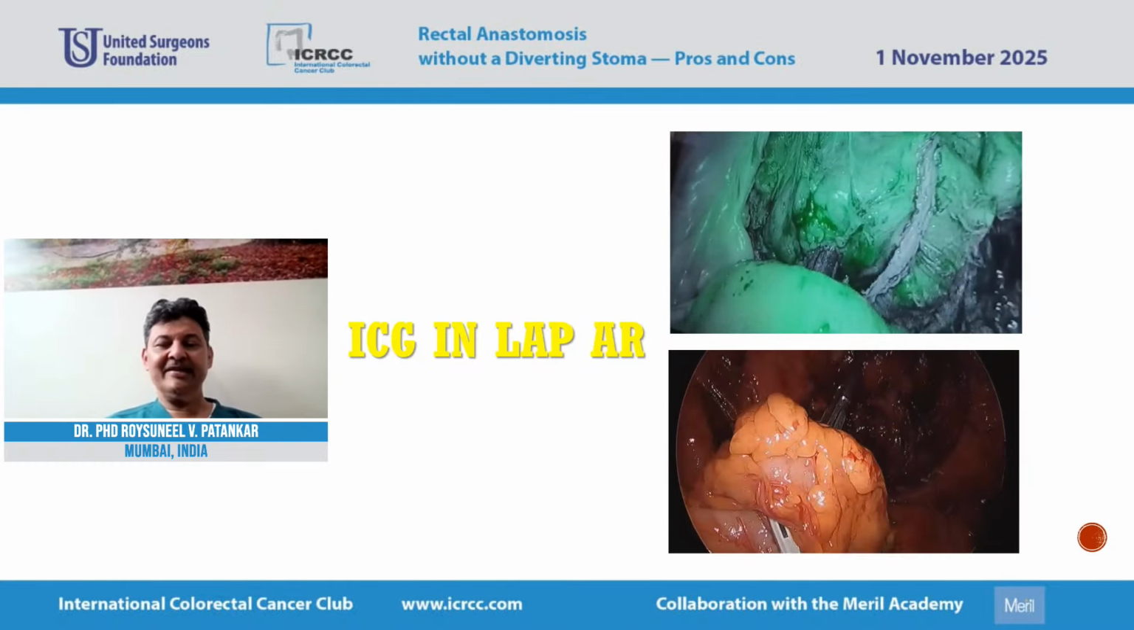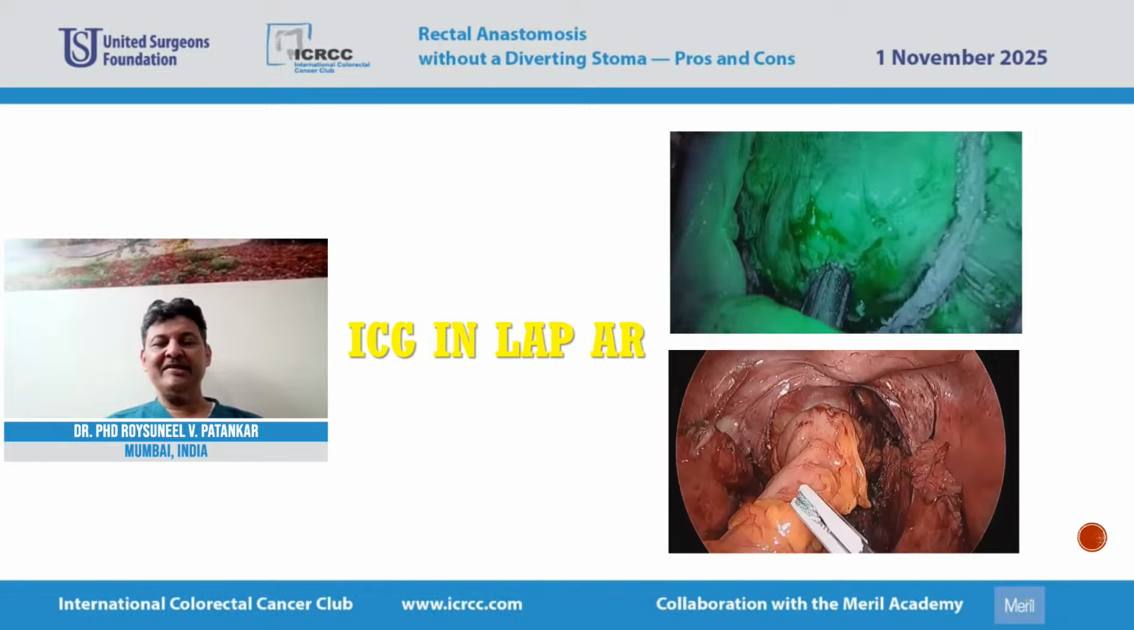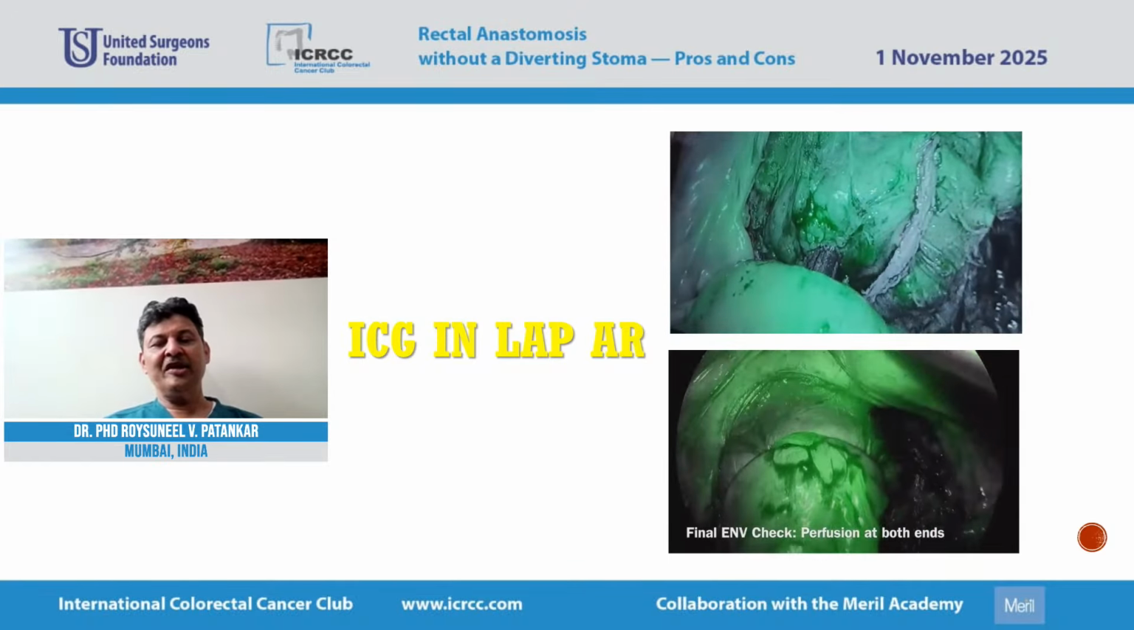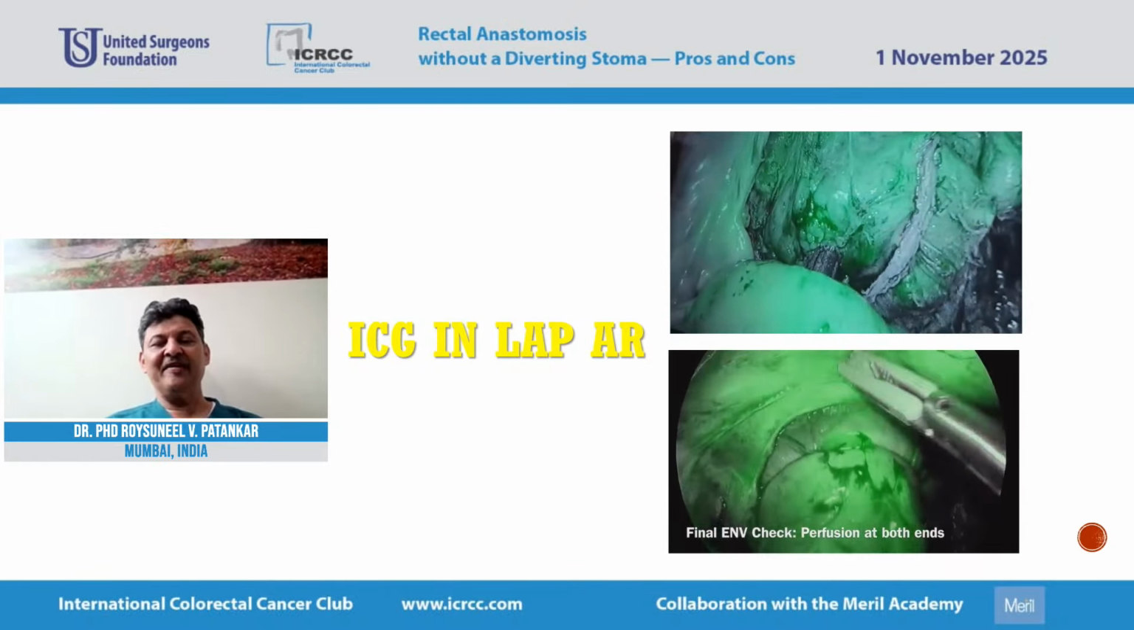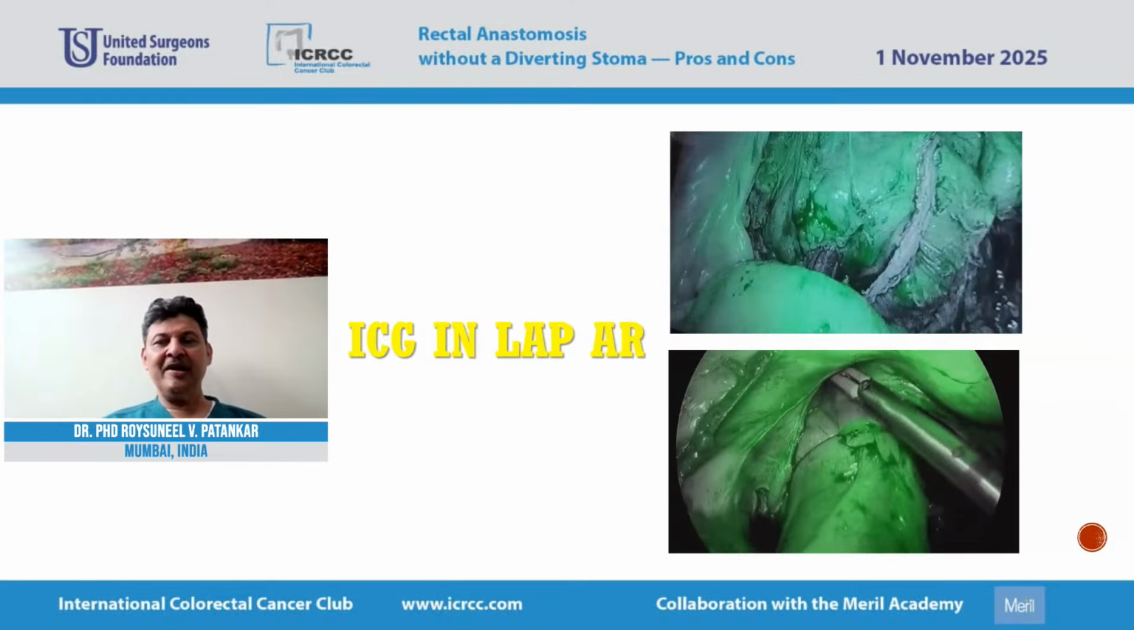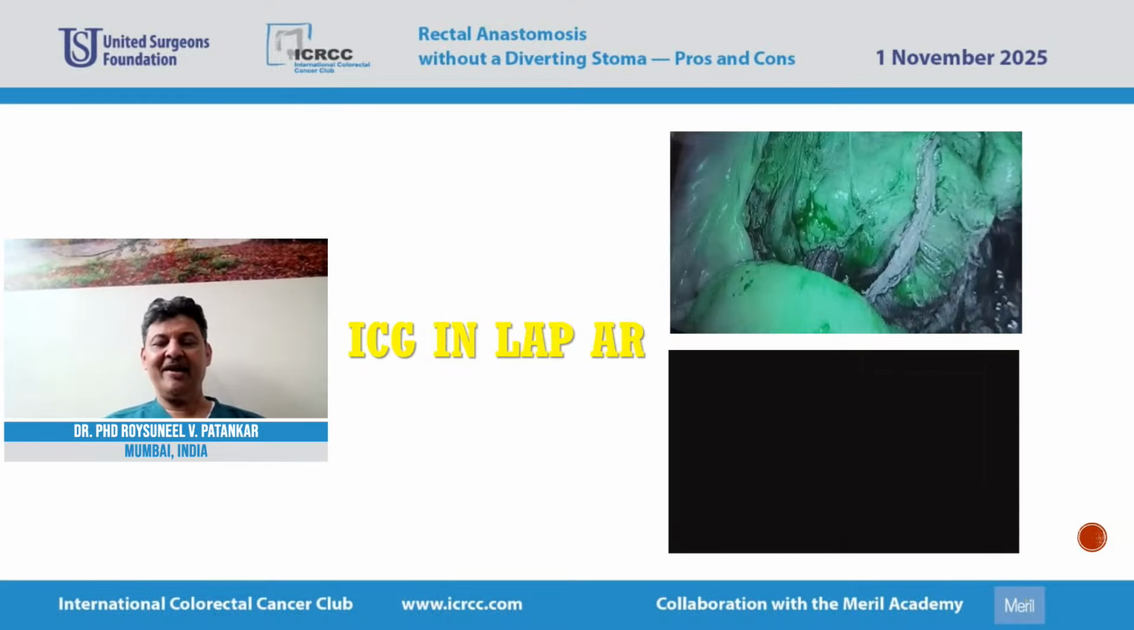So this is how we do our anastomosis. In every single patient, we will give 2 milligrams of ICG. In about 3 or 4% of patients, we have had to revise the staple line only because of the ICG showing a little black area in the distal rectal stump.